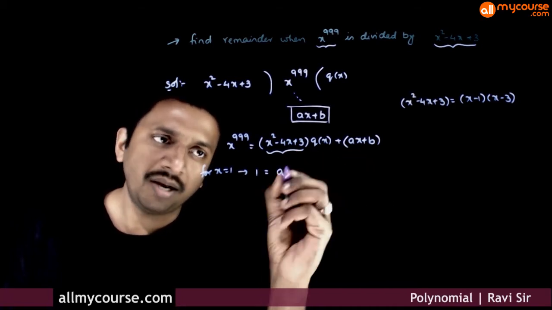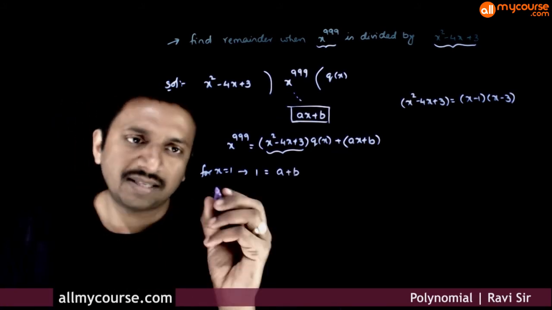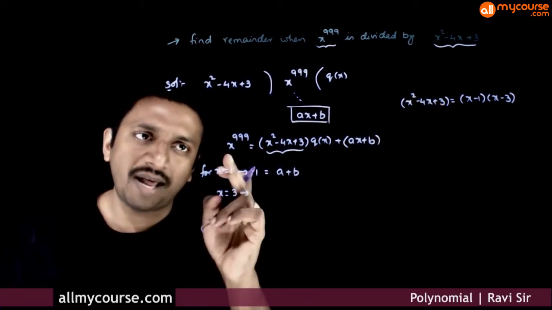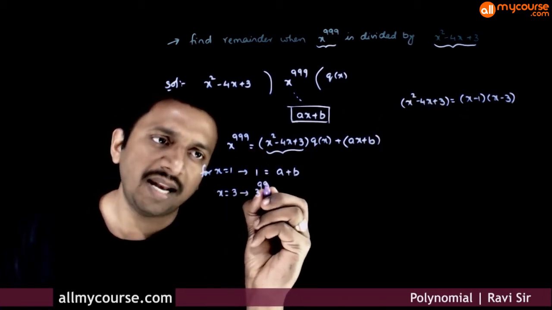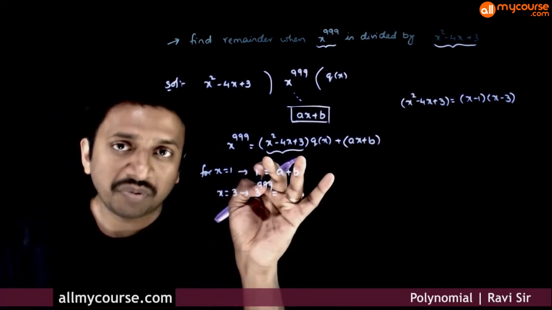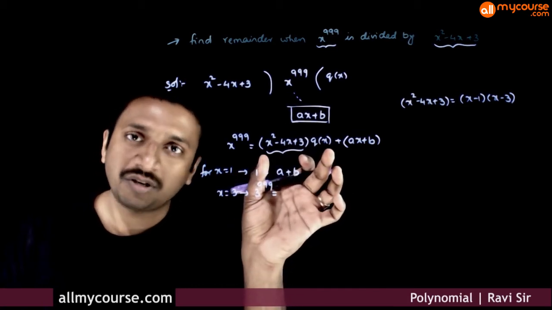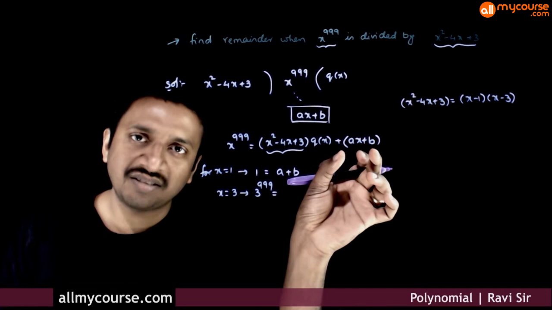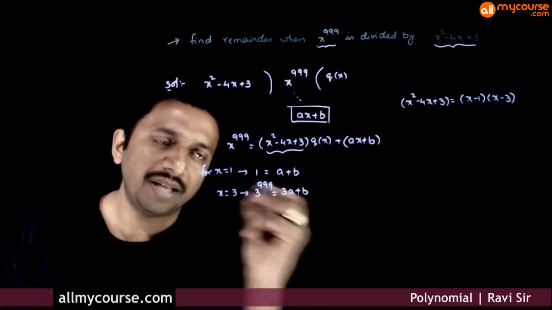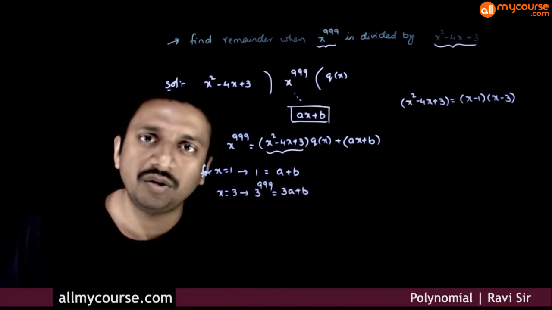a times 1 plus b. That means a plus b is equal to 1. Next, for x is equal to 3. For x is equal to 3, what happens? 3 power 999 is equal to. So for x is equal to 3, also this expression becomes 0. 9 plus 3 is 12, minus 12 is 0. So this whole expression vanishes. So you just have this expression. So x is equal to 3. So 3a plus b. Now you have two equations in a and b. You just need to solve them.